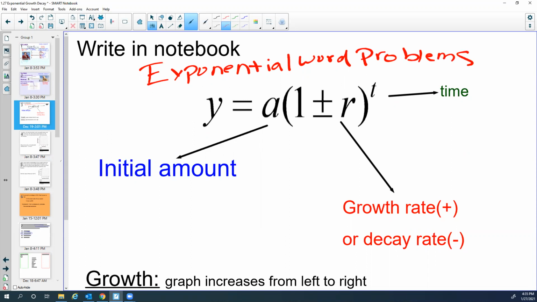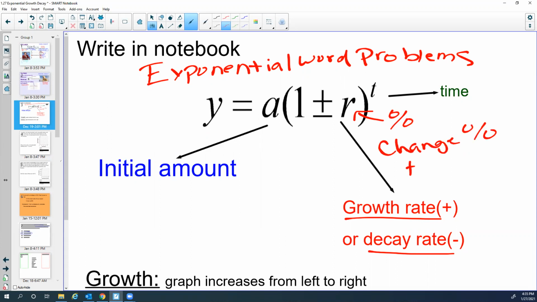Okay. A is your initial amount. You add or subtract based on if you have a growth rate or a decay rate. Your R is going to end up being a percentage. You want to change the percentage to a decimal. T will represent time.